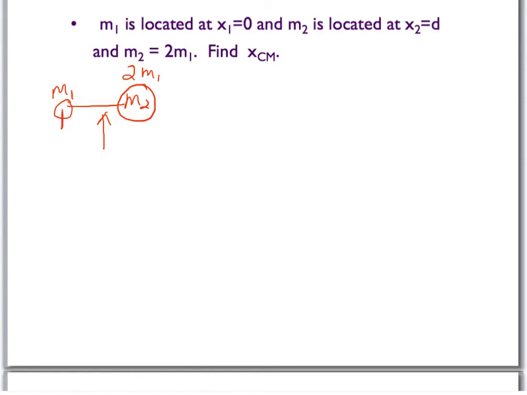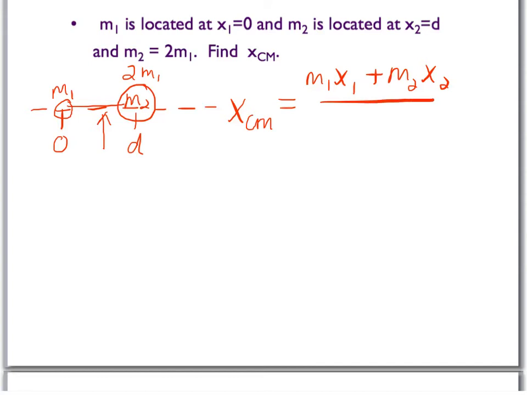Now if we say that m1 is located at a position of 0 along an x-axis that we could draw in here, and m2 is located at some position d, we can use our equation to find the center of mass of this system. Remember, center of mass is just taking the position of each mass, so m1 times an x1, adding them up, m2 times an x2, and then dividing by the total mass of the system.